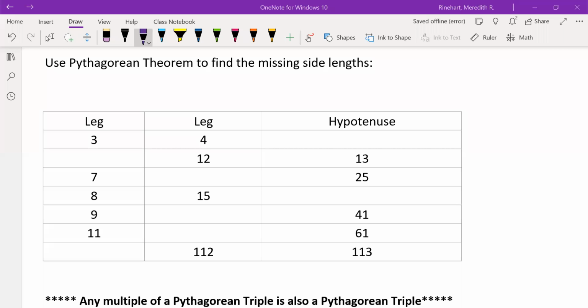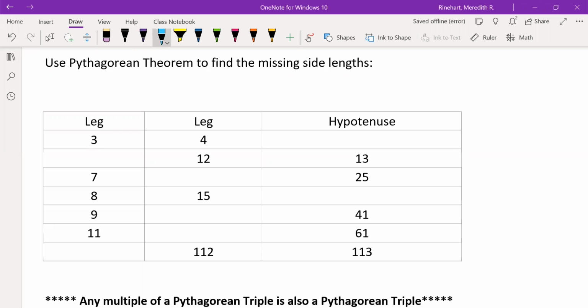This video is on Pythagorean triples. And the first thing we're going to do is fill in this chart with the legs and the hypotenuses to get our Pythagorean triples that we're starting with. So we're going to use the Pythagorean theorem to figure out the missing pieces.